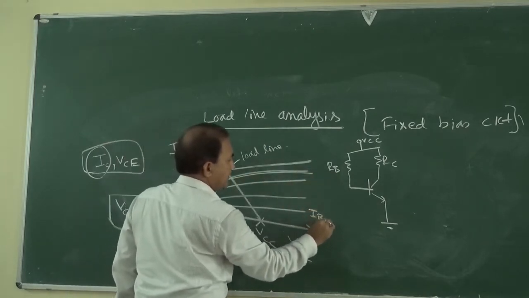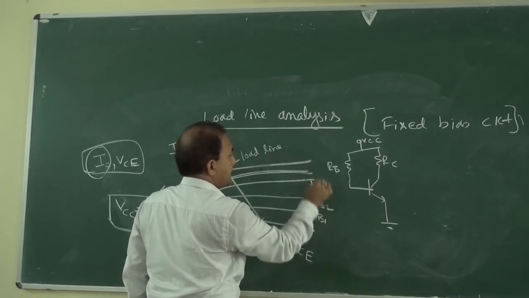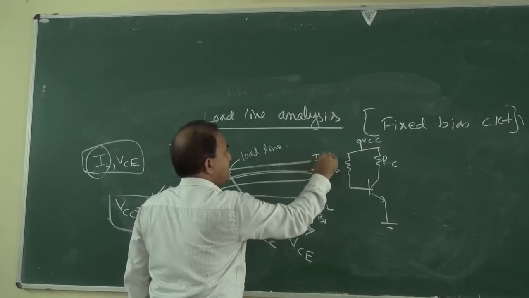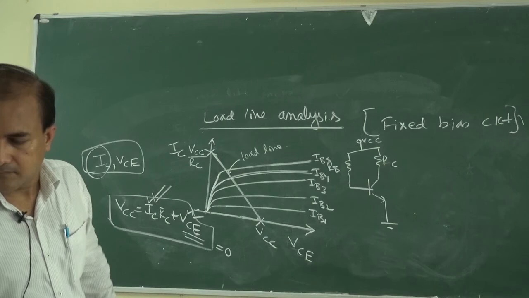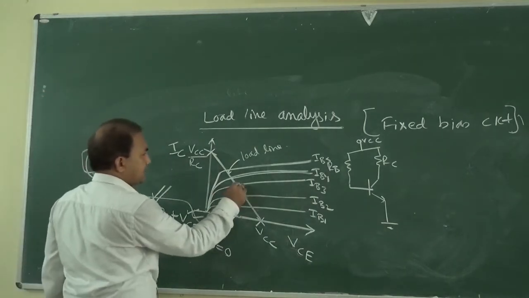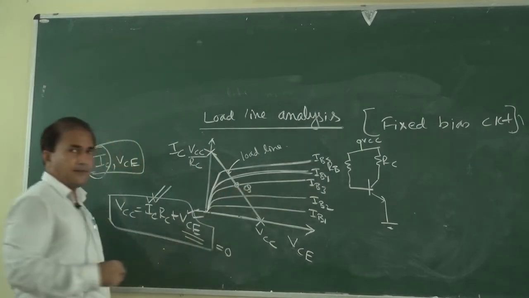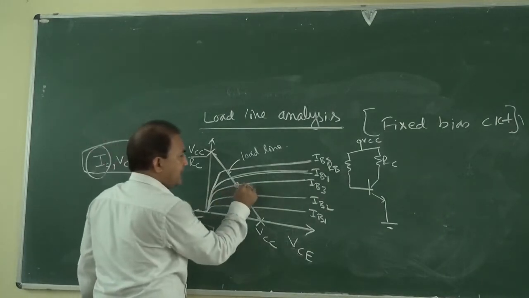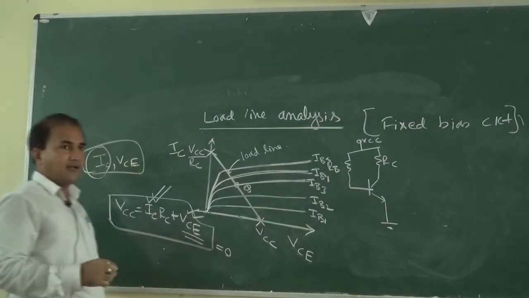Suppose this is IB1, IB2, IB3, IB4, and this is IB5. Okay, so suppose we have chosen this Q point. How can we choose the Q point? By choosing the value of IB.